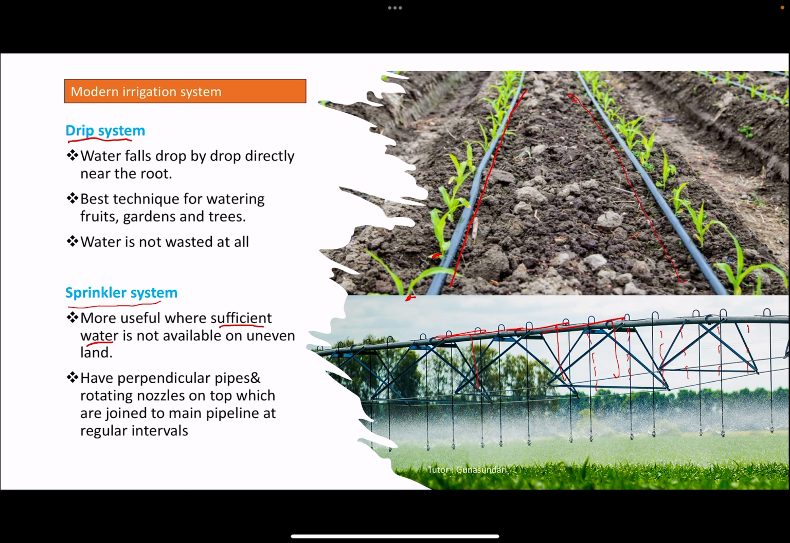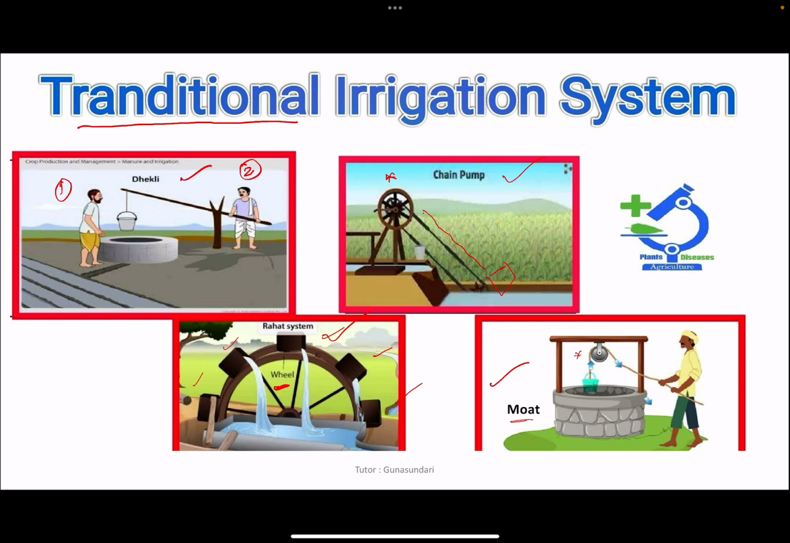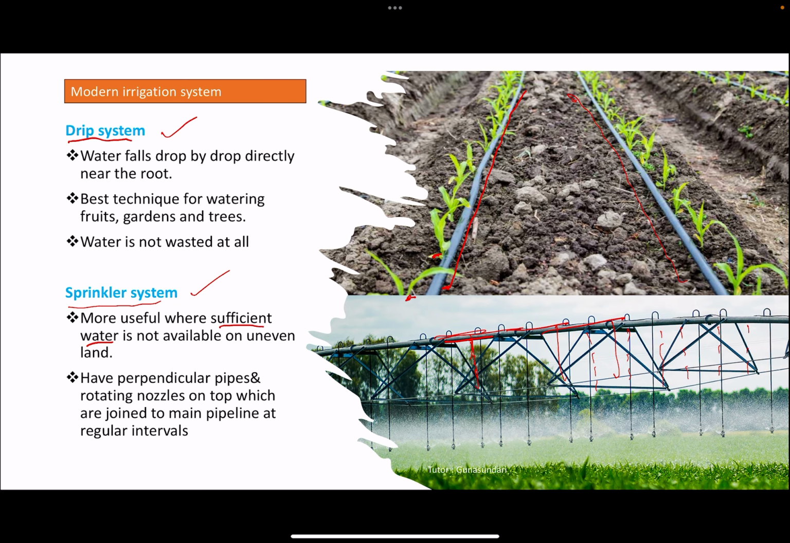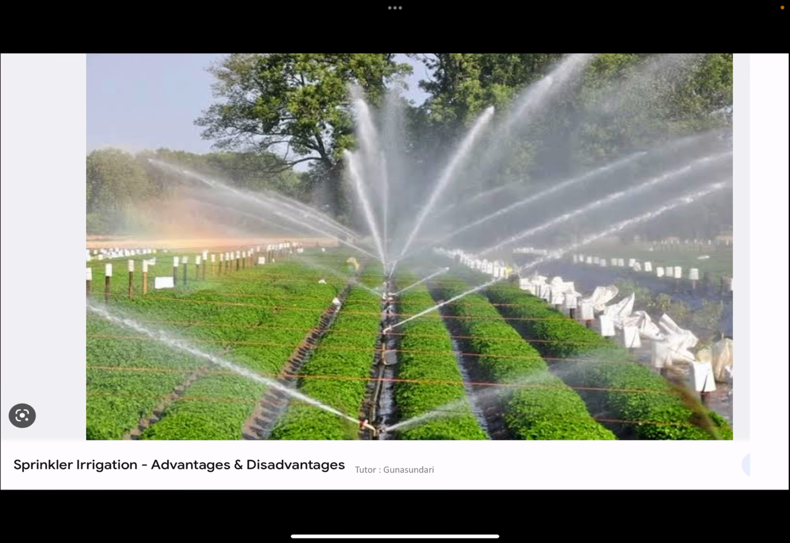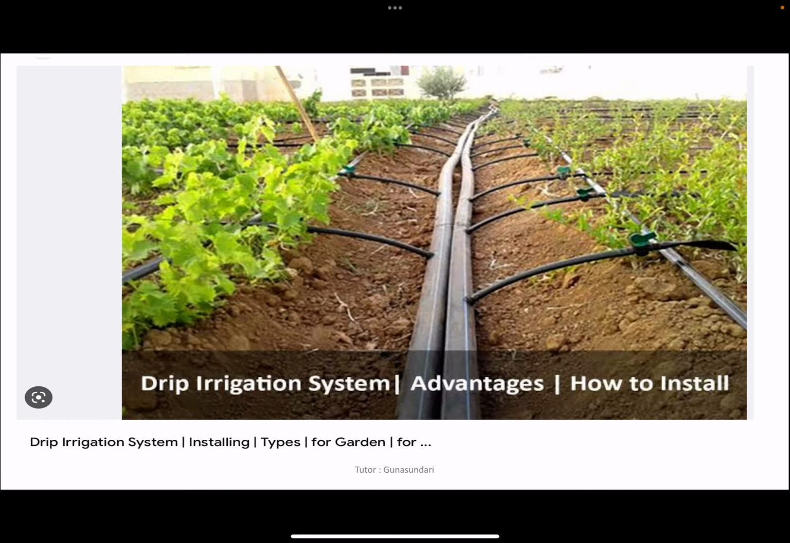So there are two modern irrigation systems: one is the drip system, the other the sprinkler system. In the drip system, water falls drop by drop directly to the roots, and in the sprinkler system, the pipes will be directing the water downward like a shower. The first method is the traditional irrigation system and the second one is the modern irrigation system. So this is about the sprinkler system. The water is showering onto the crop. And next one is the drip irrigation system, where the water can be directly passed on to the roots.